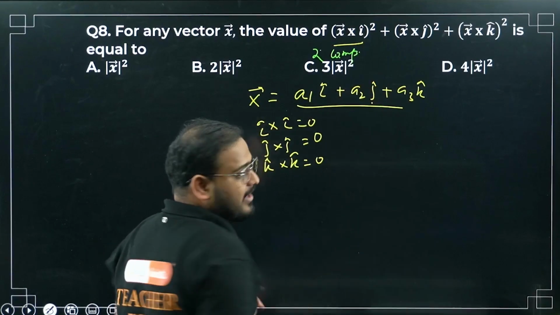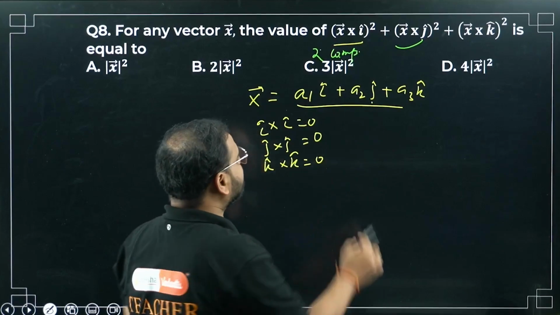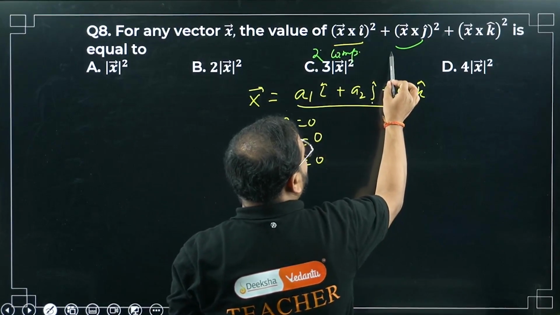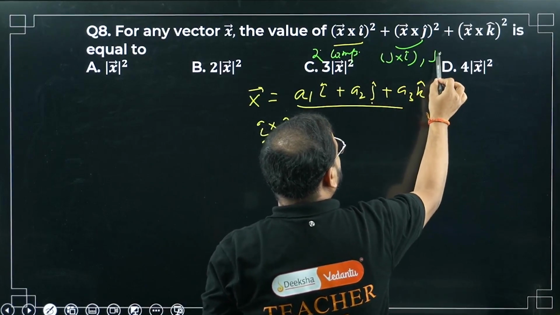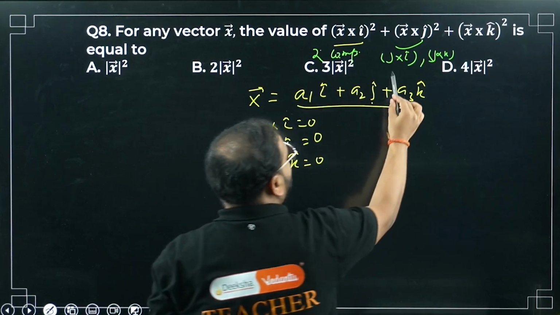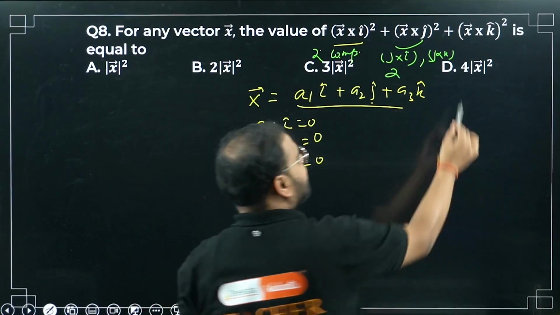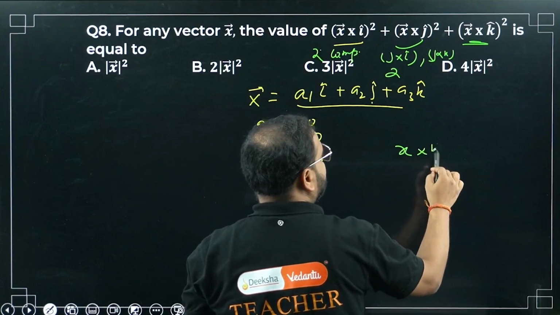Same way, if you do j with j, it will make 0, and the other components will be there: j cross I and j cross k. I'll have what? I'll have j cross I and j cross k, correct? So another two components. If I do x with k, x cross k, please check, x cross k, okay?